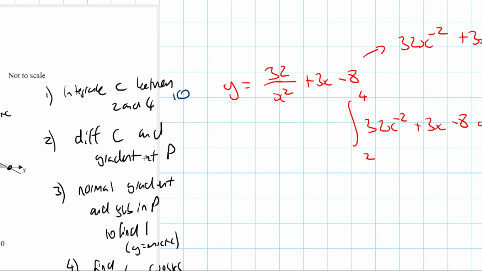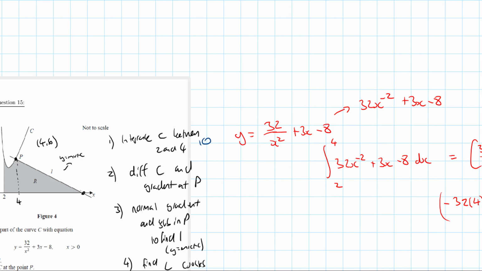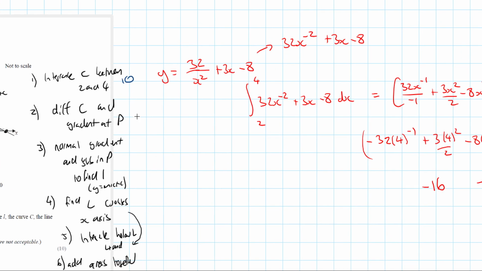The next step then is we're going to differentiate C and find the gradient at P. So we're going to find dy/dx. When we differentiate, we multiply by the old power, so 32 x to the power of minus 2, we multiply that by minus 2, that's our old power, so it's going to be minus 64, then we reduce this power by 1, so it goes to x to the power of minus 3, remember minus 2 minus 1 is minus 3. Then we do the same again, so 3x will go straight to 3, and then minus 8 goes to 0.